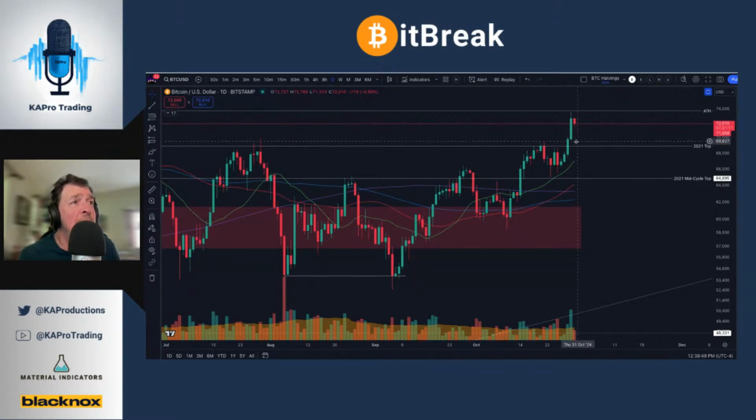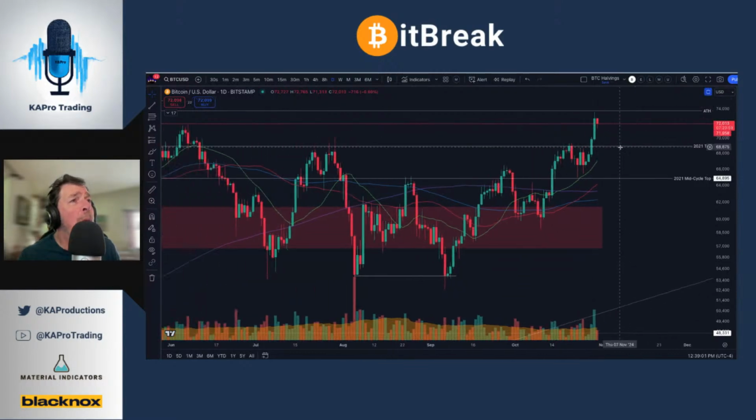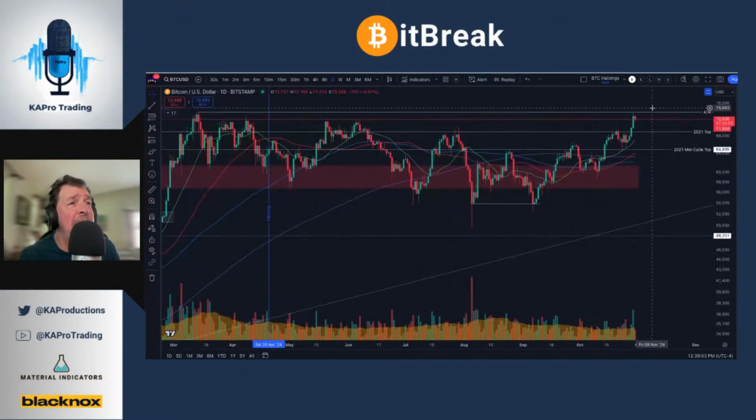We need some strength because these celery sticks tend to retrace. So would you rather retrace from here, go test this, and boom, work our way out? Or would you rather shoot to 75K, 80K, or higher and then come back and retest these levels? So I think this is a healthy move right now. We'll see how things develop.